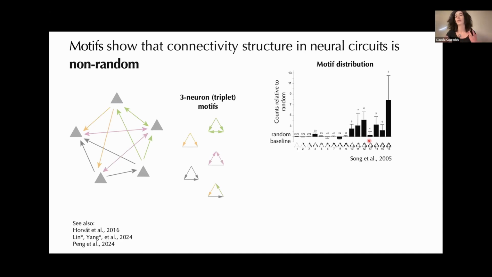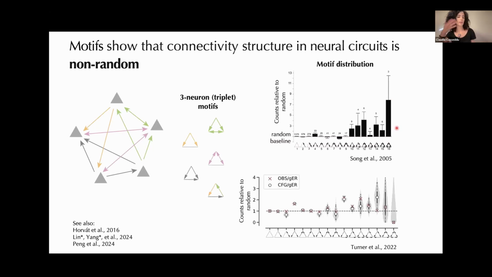For example, already 20 years ago, Song et al. quantified the motif frequencies in the rat visual cortex and then compared those values to a completely random network, so to the frequencies that we would expect in a fully random network. And in this bar plot, you can see how the real data deviate strongly from randomness.